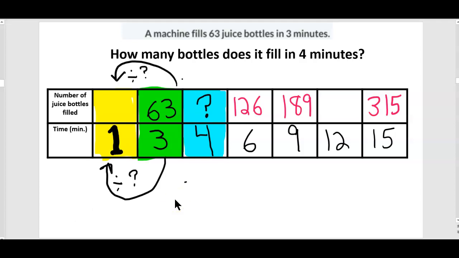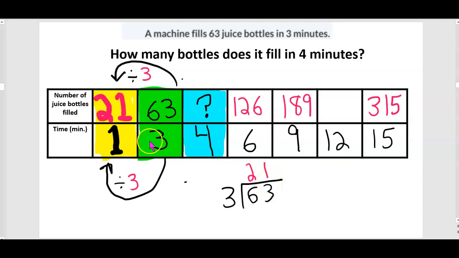How do you go from 3 to 1? Well, we're going to divide, because we're getting smaller. Your choices are divide or multiply, but since 1 is less than 3, we divide this time. So we divide by 3 on the bottom, and divide by 3 on the top. 63 divided by 3 is 21.